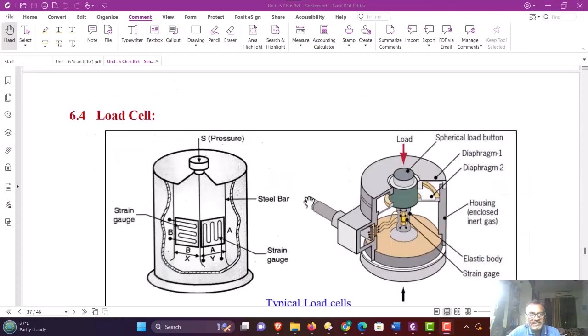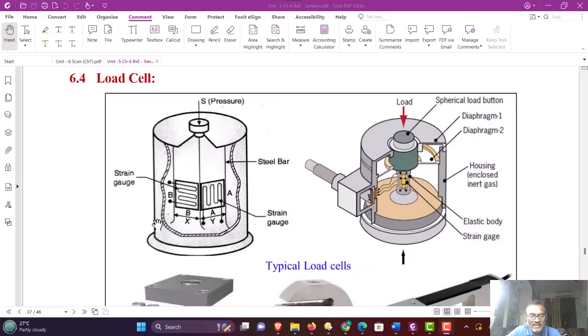Just for additional information, I will show you here the load cell also. See, load cell looks inside like this, shown in the figure. It consists of a mechanical column and to which the strain gauges are applied. Here the two strain gauges are shown, A and B, and they are attached to the rectangular steel bar. The pressure is applied to this steel bar from the top end.